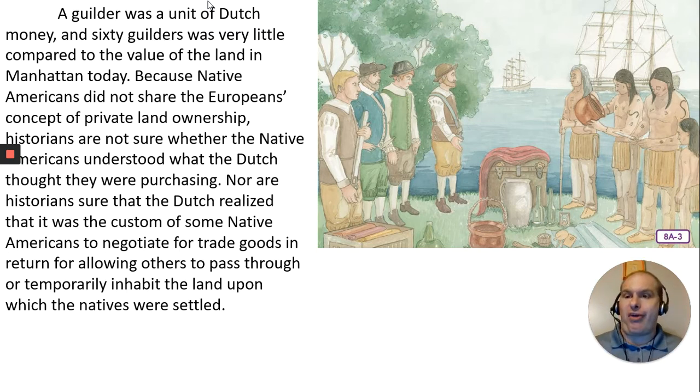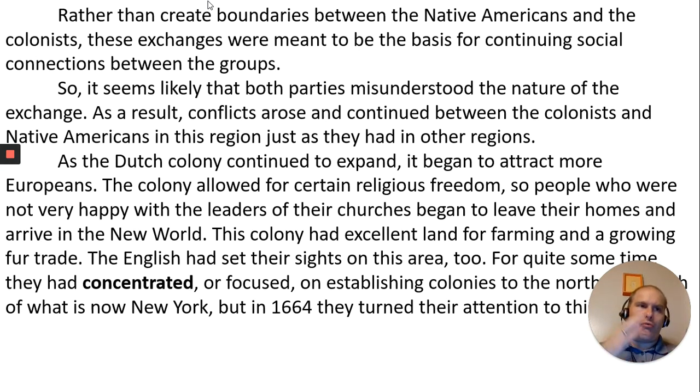Native Americans did not share the Europeans' concept of private land ownership, because they believed the land didn't belong to them. It was given to them for a season, unlike the Europeans, who just take land. Historians are not sure whether the Native Americans understood that the Dutch were purchasing the land, nor are they sure the Dutch realized that it was the custom of Native Americans to negotiate for trade goods in return for allowing others to pass through or temporarily inhabit land upon which the natives were settled. The natives did not realize the Dutch were going to be here permanently.